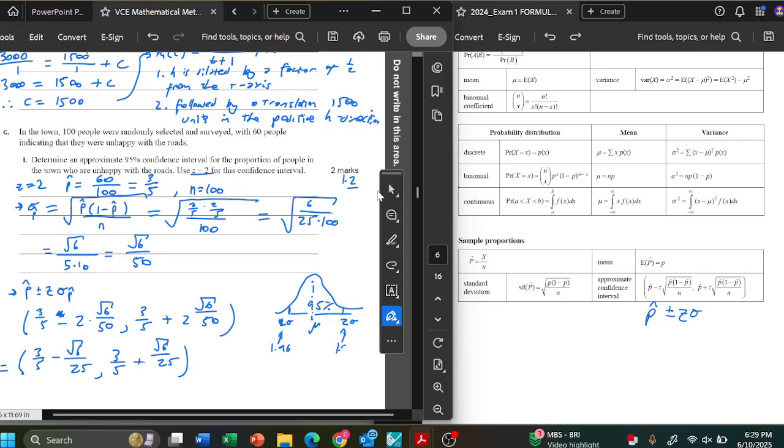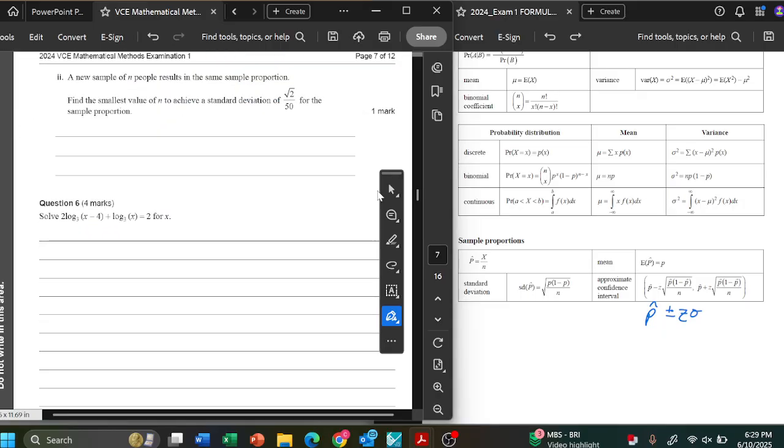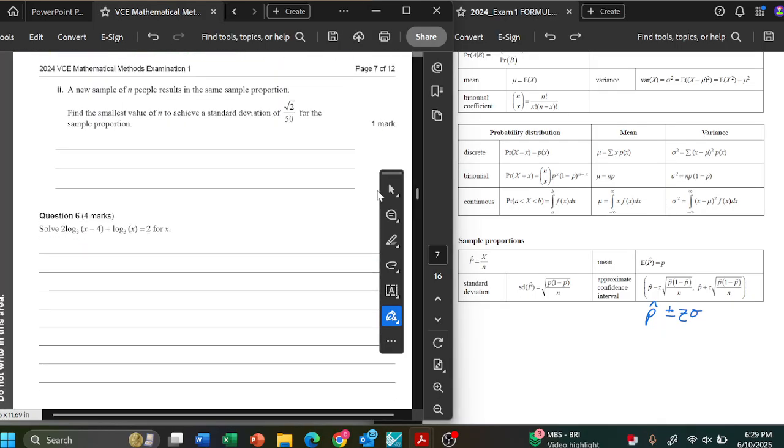So this is fine for the tech-free questions in exam 1, but in exam 2, we'd have to be using inverse normal CDF to work out more accurate z-scores. But like I said, this is fine for the tech-free assessments that we're looking at right now.